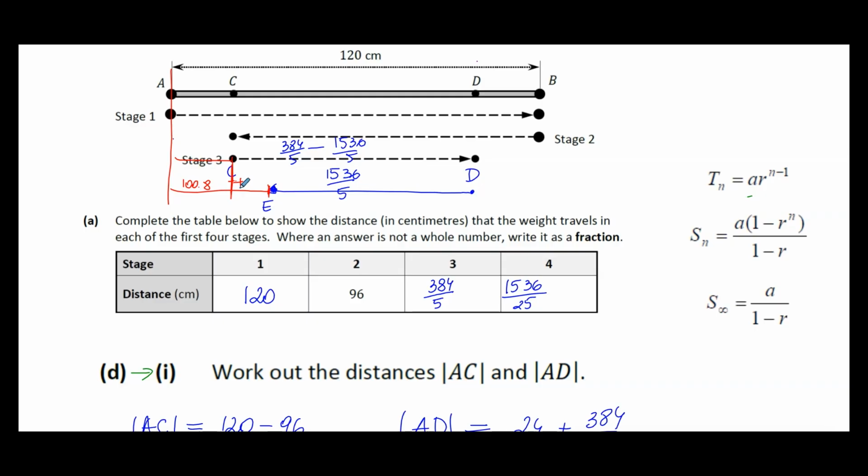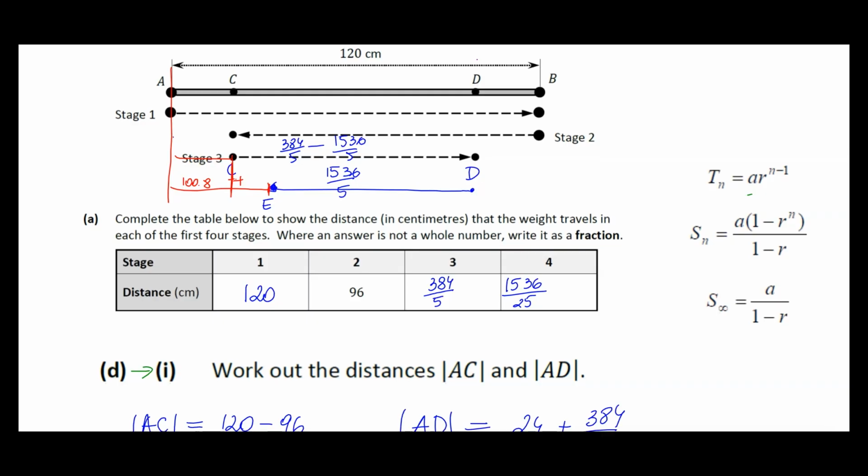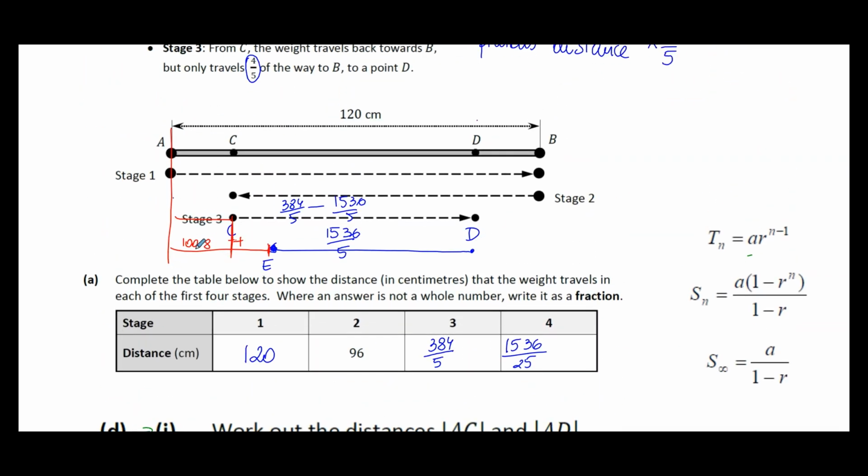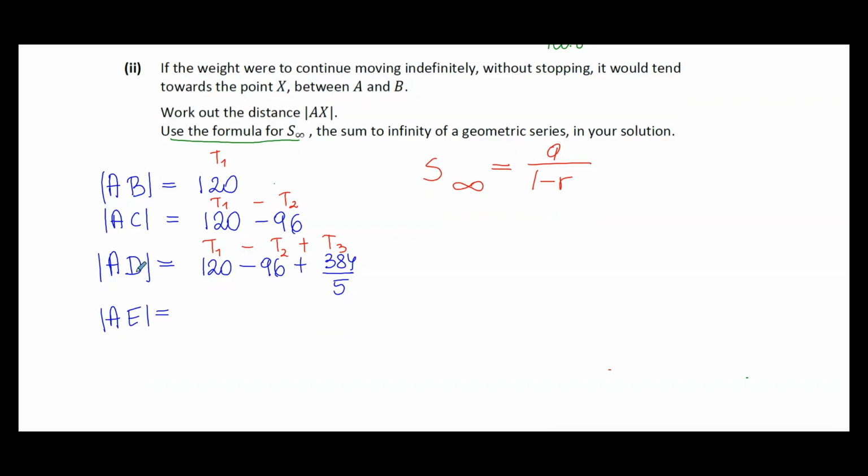Again, let me write that out. So let's write that here. So 108 plus that tiny bit here that I will calculate by removing from all of that distance traveled. That's how I'm going to get that. So how did I get that 108? 108, that is the distance from A to C. So distance from A to C, 120 minus 96.